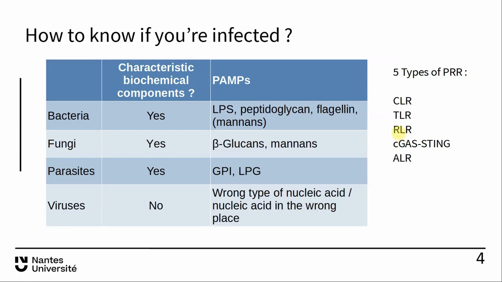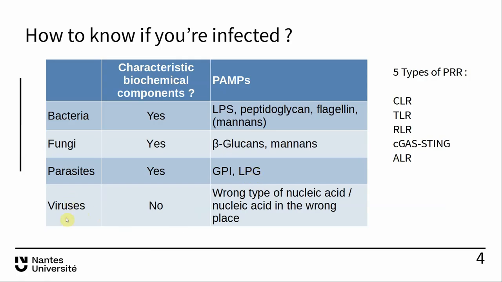So for bacteria, this will be things like LPS, peptidoglycan, flagellin, things that are characteristically on the outside of the bacterial cell. Same thing for fungi, beta-glucans and mannans, they're on the outside of the fungal cell wall. And in parasites as well, you have glycosylphosphatidylinositol-linked glycoproteins and LPG, it's not liquid propane gas, I think it's lipophosphoglycans. So characteristic types of components of the cell wall which can be recognized by PRRs.